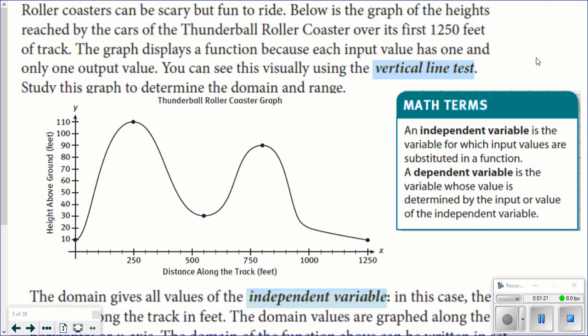So remember our vertical line test. We talked about that a little bit in activity 5, where if you draw vertical lines through this function, it only crosses or touches the function at one spot or one point. So that would be a function. Okay.